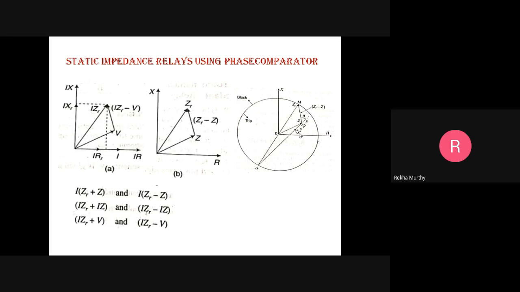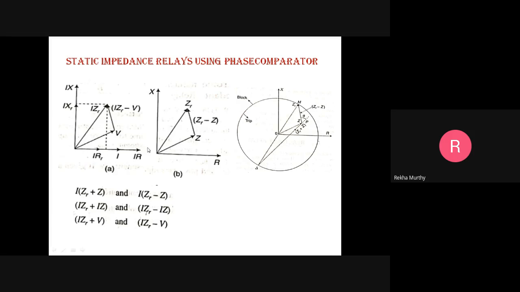So you can see that in this case, these are the different conditions which you can arrive at. That is I into ZR plus V, I into ZR minus V. We have to compare all these values such that this impedance relay can be realized by making use of a phase comparator. Now here also we need to compare its value.